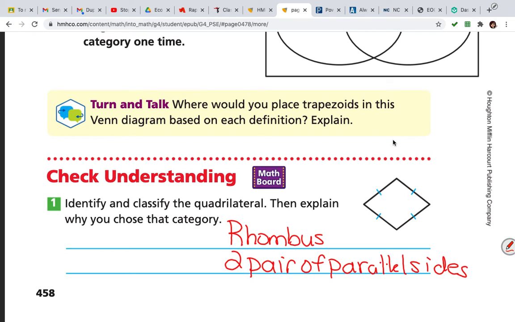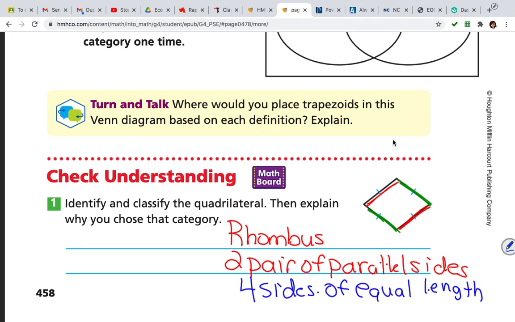We can say that this side right here is parallel to this side, and that this diagonal is parallel to that diagonal. They also have 4 sides of equal length. So it's similar to a square, the only difference is it doesn't have 4 right angles. So that makes this shape a rhombus.